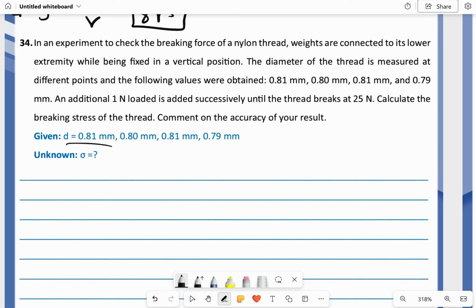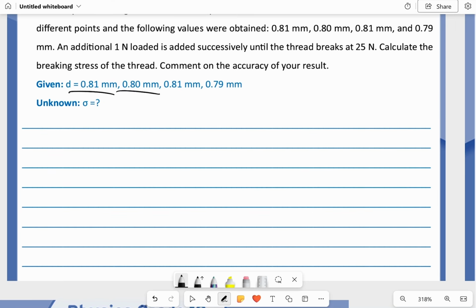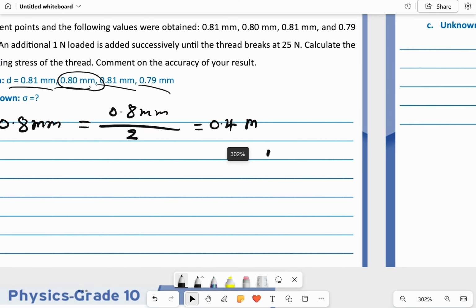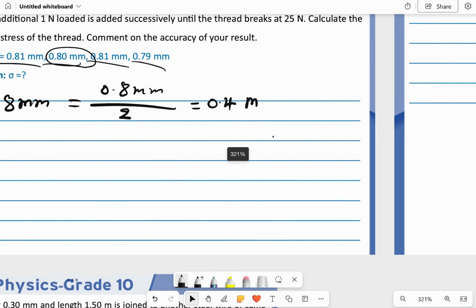Since the results are all close, you can simply find the area. You have diameter, so let's take 0.80. Diameter is equal to 0.8 millimeter. I told you, whenever you have diameter, change it to radius, so divide by 2. Then this will be 0.4 millimeter.